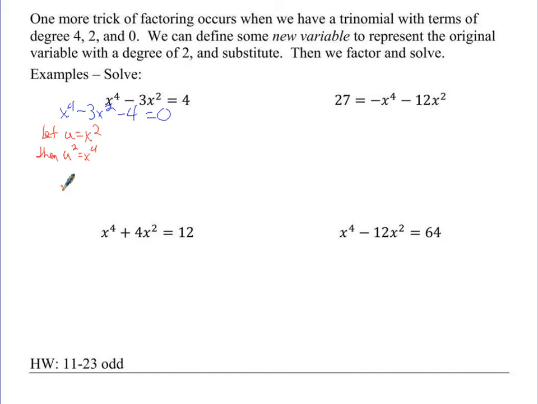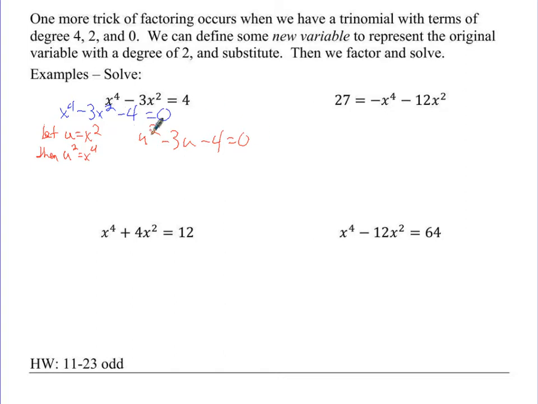Now I have, instead of x to the 4th, I have u squared, because u squared is x to the 4th. Instead of minus 3x squared, I have minus 3u. And then the minus 4 equals 0. Now that I've done that substitution, this is the type of problem that I do know how to factor.